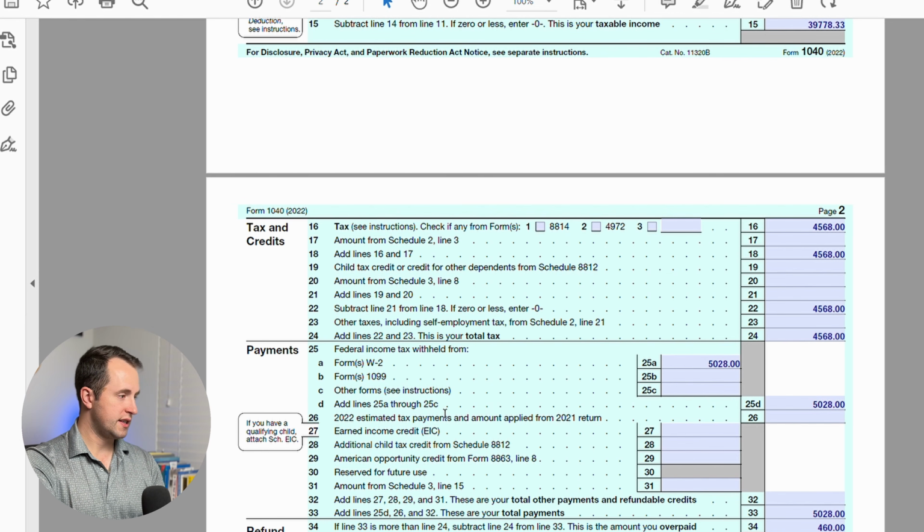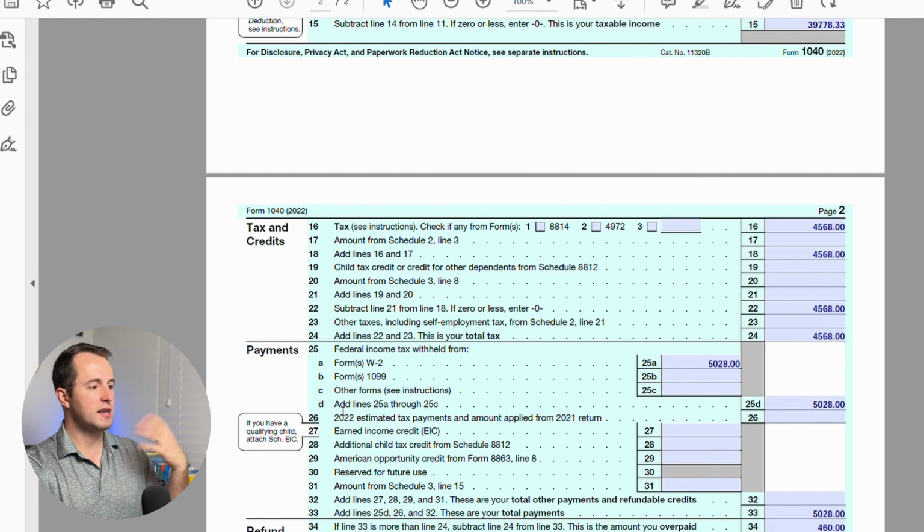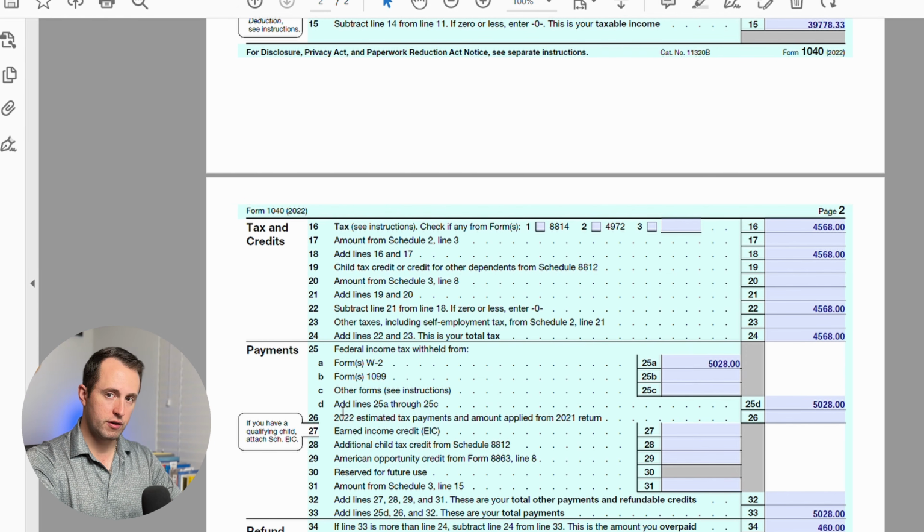Now moving on to line 26, this is going to be estimated tax payments and the amount applied from your 2021 return. Estimated tax payments really only apply if you're self-employed and somebody else isn't withholding taxes from your paycheck on your behalf. And then the option to apply stuff from your 2021 return to 2022, that is an option that we'll look at later on this actual IRS Form 1040, but most people do not do it, so it doesn't apply. So since most of the income is generated from a W-2 in this example, and we didn't have any sort of self-employment income, we're going to leave line 26 blank.